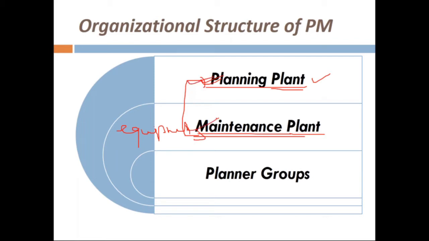When we go to the actual training, we will discuss how these are created and how they are linked to each other. Now the planner group refers to the person or a group of people responsible for maintenance planning activities. So this is a high level overview. When we go to the actual training, we will see in the system where they are available, how to create a new one, and how they are linked to each other.